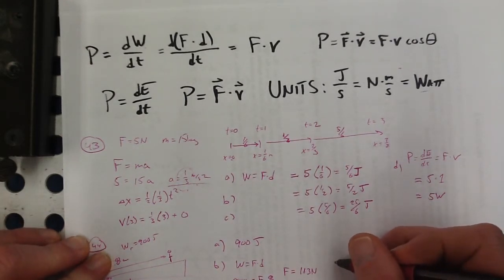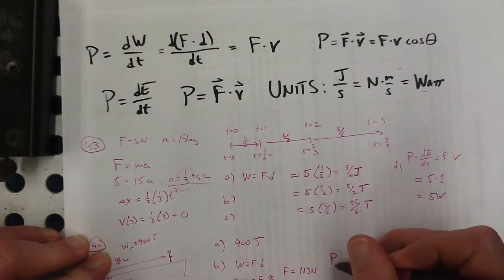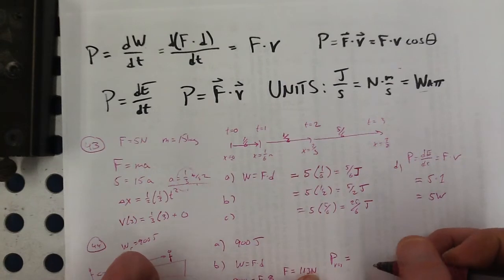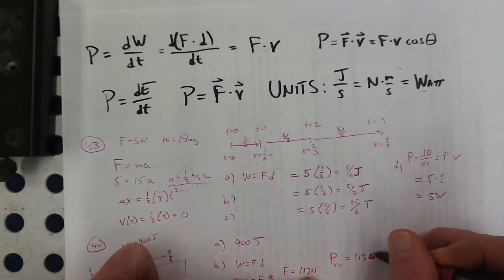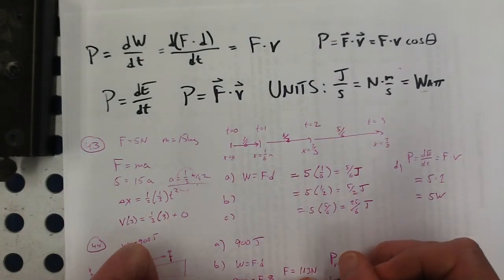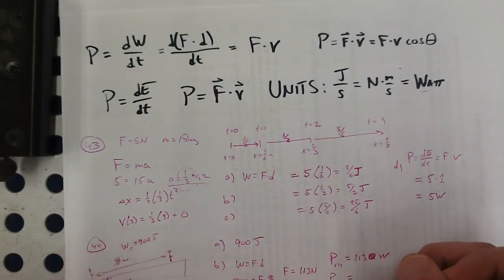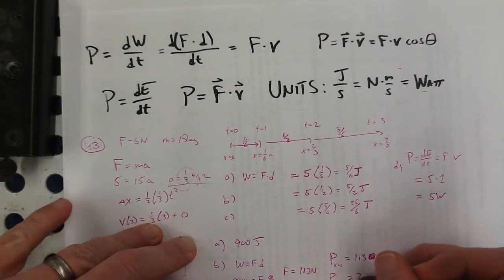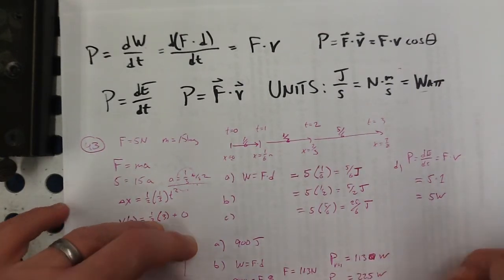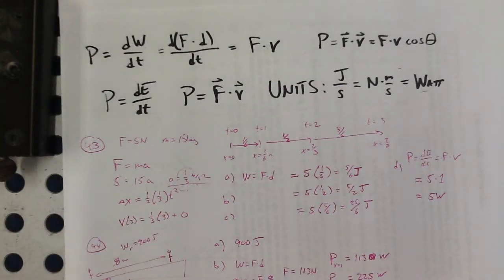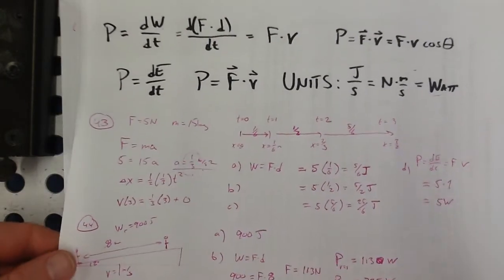So for part B, the power when the velocity is equal to 1 is equal to force times velocity. Sorry, that's watts. And the power when the velocity is 2 is equal to about 225 watts. It's force times velocity, right? All right. Not too bad, not too bad.